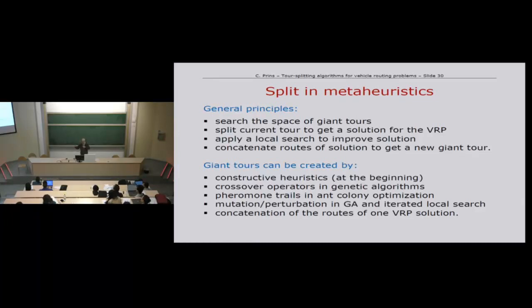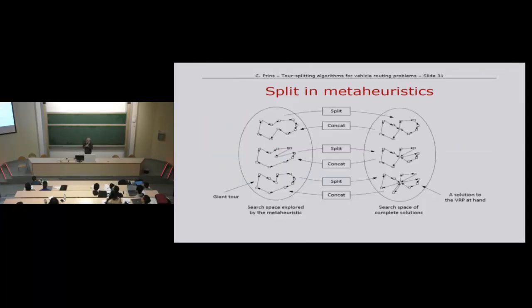And also, if you have VRP heuristics which build a complete solution, you can concatenate the routes one by one. You remove the depot, in fact, and you concatenate the customers of each route, and it gives you a new giant tour. So the situation can be depicted like this. On the left, you have the search space explored by the metaheuristics, so the set of giant tours. On the right, the set of complete solutions for your VRP problem.